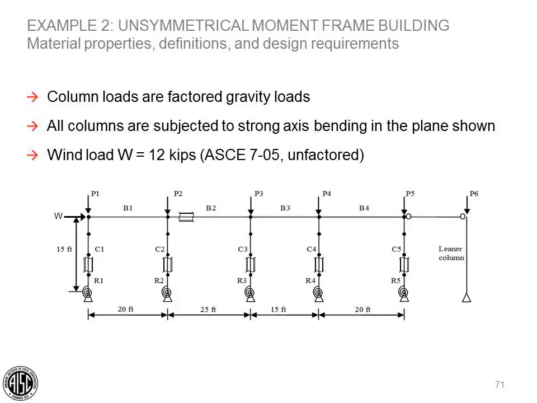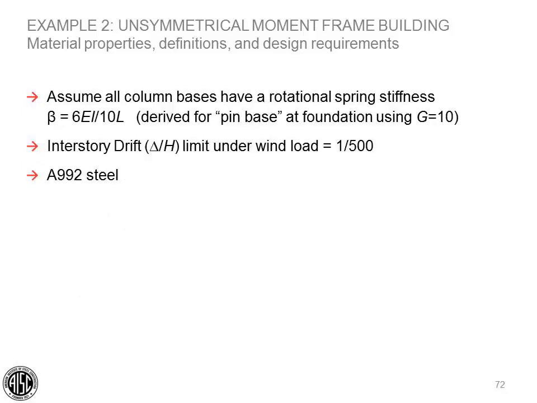The finite element model is shown here. The column bases have rotational springs, and the columns are moment connected at the top, except for the leaner column at the right that represents all the gravity columns. The leaning column is pinned at both top and bottom. We'll assume all column bases have a rotational spring stiffness beta equals 6EI over 10L. Inter-story drift will be limited to H over 500 for the full wind load, and we'll use A992 steel.